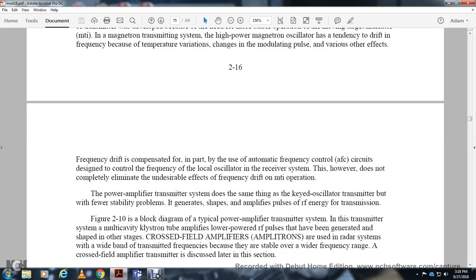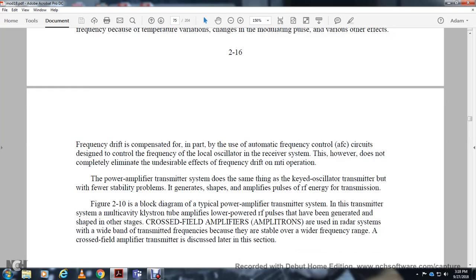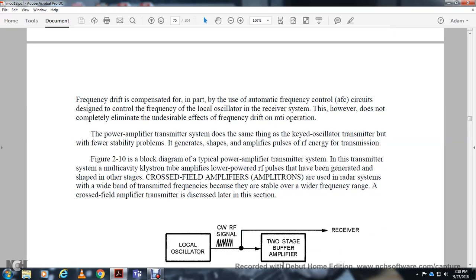The power amplifier transmitter seems the same as the key oscillator transmitter, but with a problem of generally shaping the pulse of the radio frequency energy for transmission. Figure 210 shows the block diagram of a typical power amplifier transmitter system.